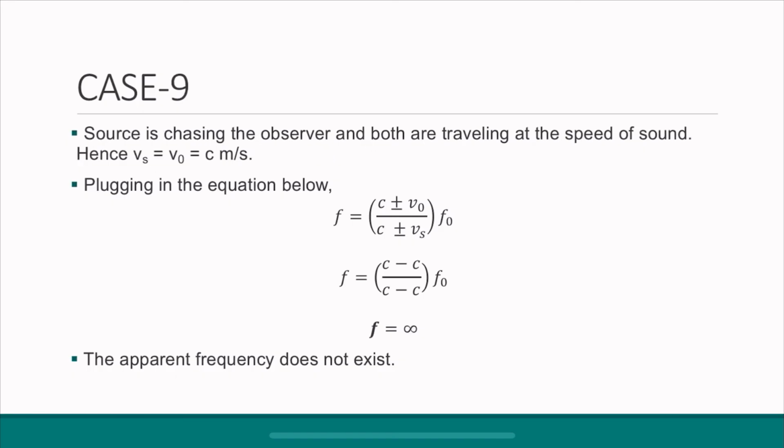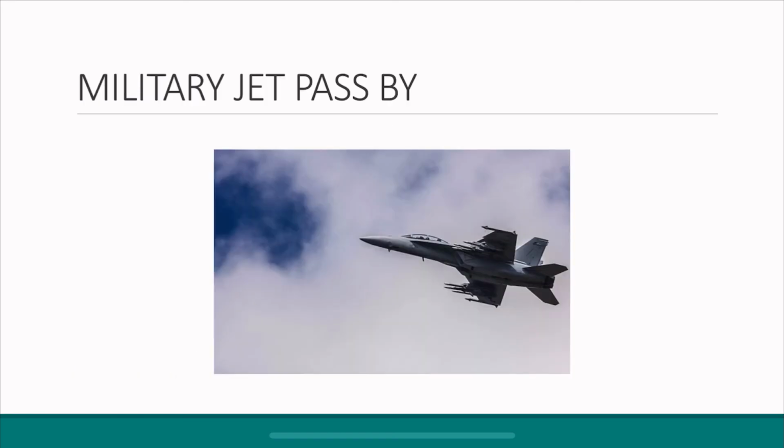The next case is also another case where the source is chasing the observer. So instead of moving in opposite directions, they both are traveling one behind the other, but they are both traveling at the speed of sound. Again, the apparent frequency does not exist in this case. So here's a sound effect or sound of a military jet pass by, which is traveling at the speed of sound.